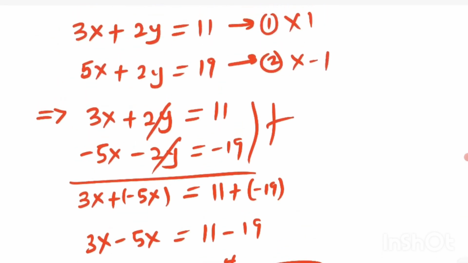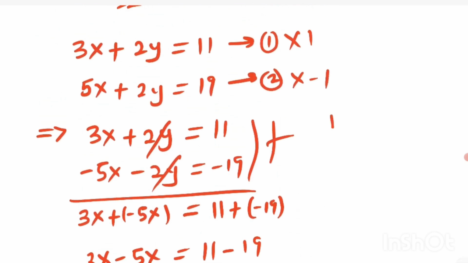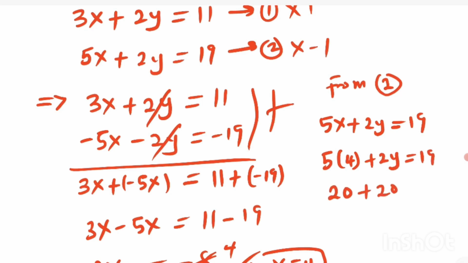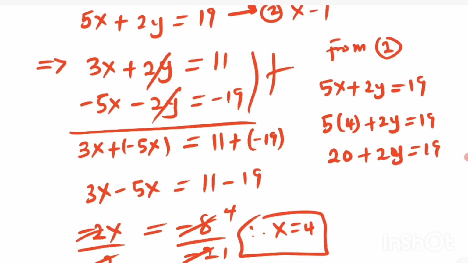Let us solve for y. To solve for y, from equation 2, we have 5x plus 2y equal to 19. Now we have 5 bracket 4 plus 2y is equal to 19. 5 times 4, this is 20 plus 2y equal to 19. And this is 2y equal to 19 minus 20. 2y is equal to minus 1.